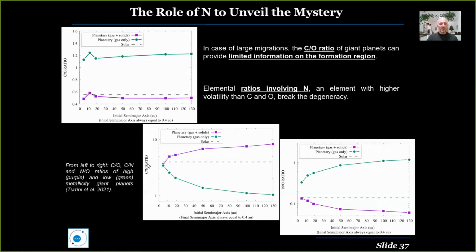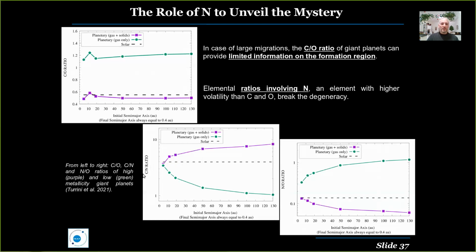if we consider the C over N, carbon over nitrogen, and N over O, nitrogen over oxygen ratios. As you can see, the two curves are not flat. They show monotonic trends, increasing or decreasing depending on whether you are dominated by the accretion of gas or with a significant contribution of solids, and whether you are considering C over N or N over O. But you can see that the values deviate from the stellar values the more, the farther away the planet starts its formation from the star, in a monotonic way.